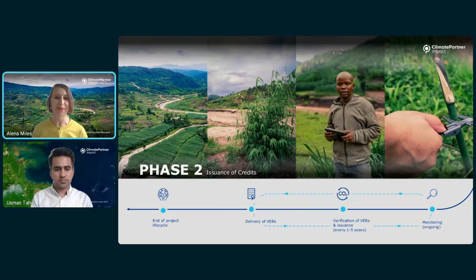But what I really want to do now is hand over to Usman, who will bring it together and talk about what his team does at various steps of due diligence and monitoring to ensure the quality of the projects. How do they manage risk, and how do they ensure that everything works beautifully. So I'll now hand over to Usman. Thank you very much.